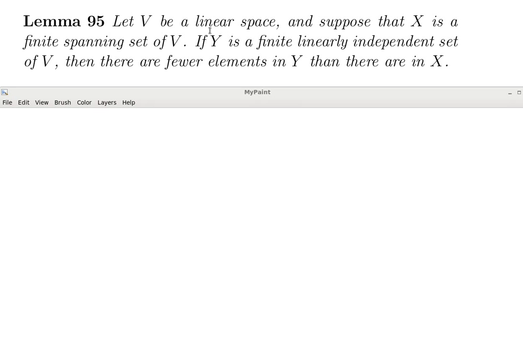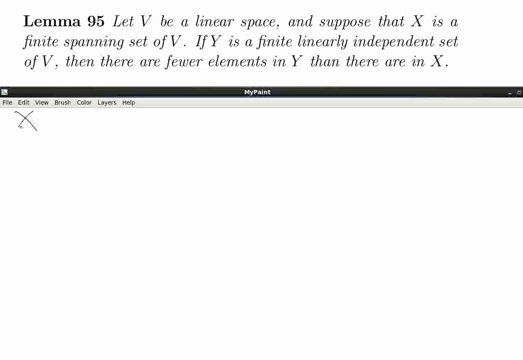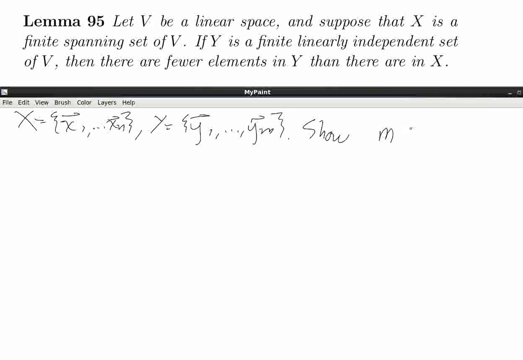Going to do this. So I have a linear space. Suppose that X is a finite spanning set. So I'm going to let X be x1 up to xn, and I'm going to let Y be y1 up to ym. So in this language, X is a spanning set, Y is a linearly independent set, and I need to show that m is less than or equal to n.